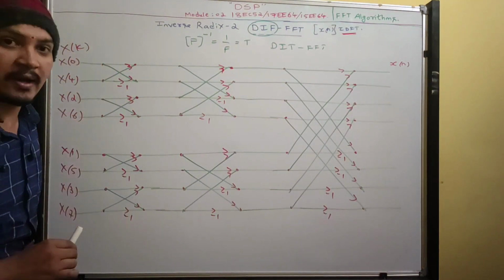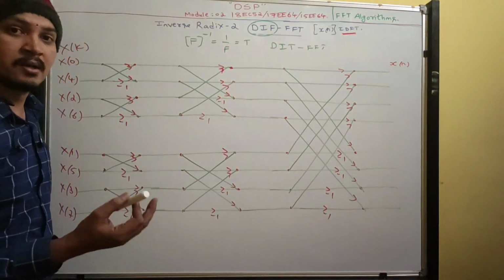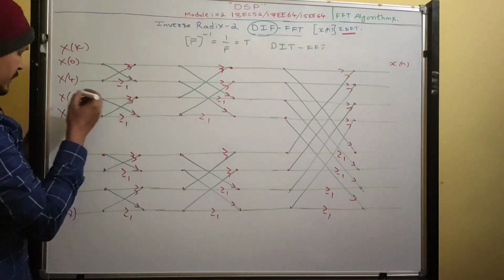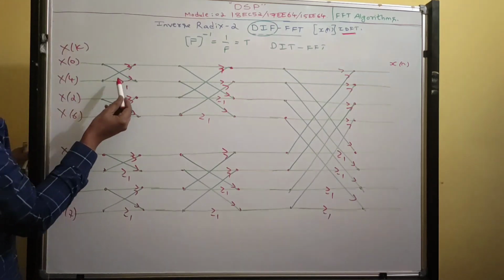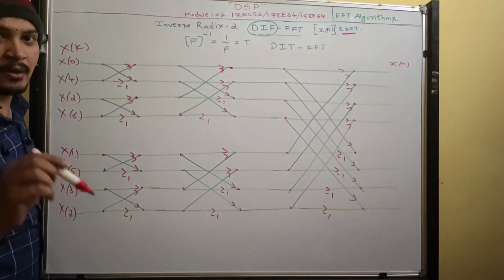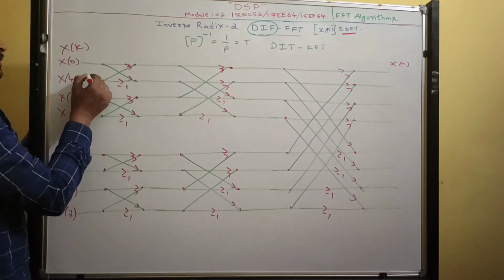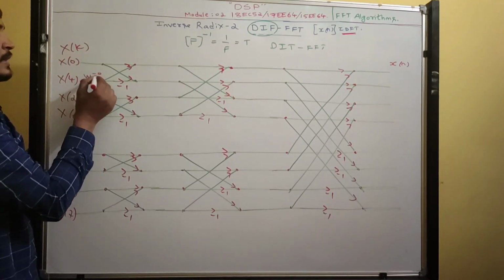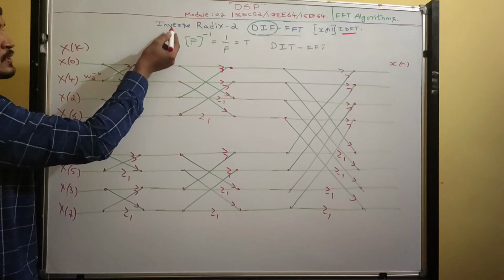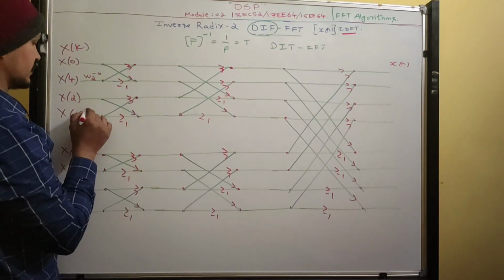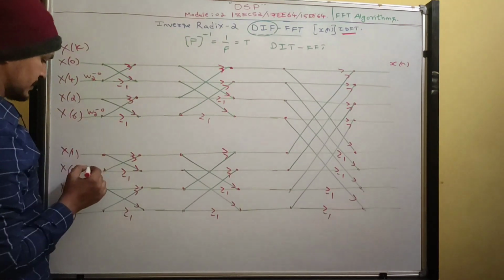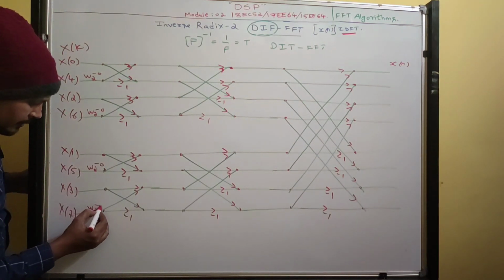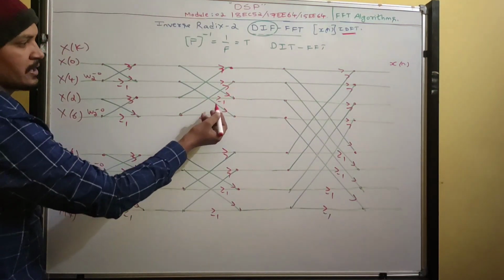So where did I write the twiddle factor in radix 2 DIT FFT? At the starting only. Where should you write the twiddle factor now? Where -1 is there, only there you write twiddle factors. Since it is 2-point, you write W2 power -0. Why negative powers? Due to inverse. Next, W2 power -0, W2 power -0. Over.